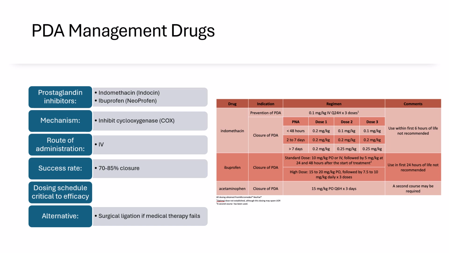These medications achieve closure in about 70 to 85% of cases. The dosing schedule is critical. Typically, 3 doses are given at 12 to 24-hour intervals depending on urine output. If medical management fails, surgical ligation becomes necessary. Let's look at Indomethacin, which is the most frequently tested PDA medication.